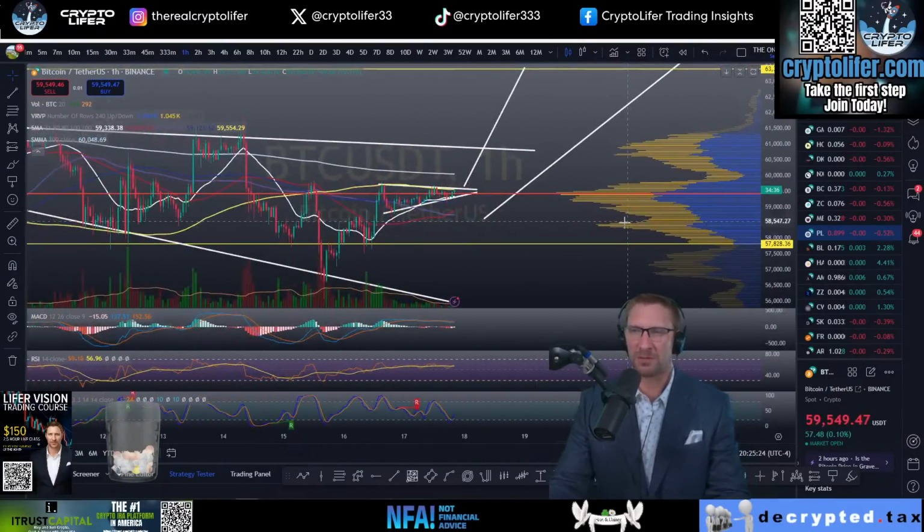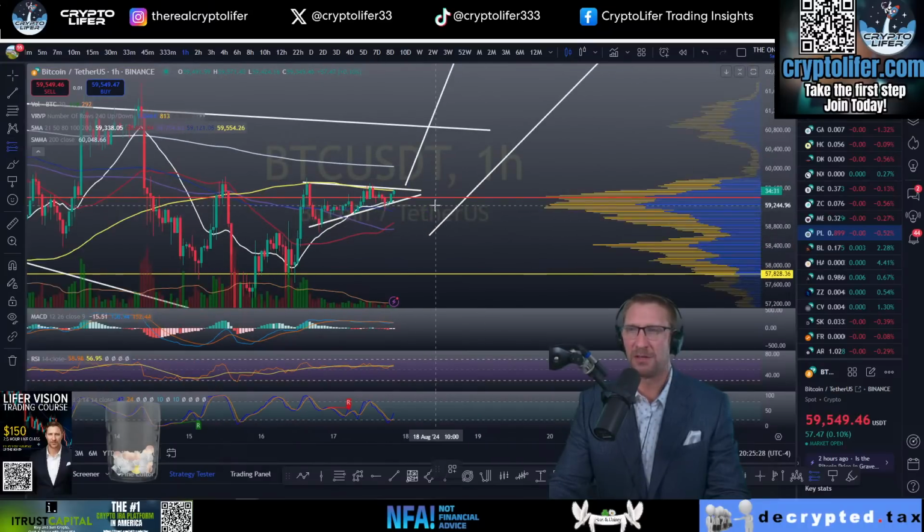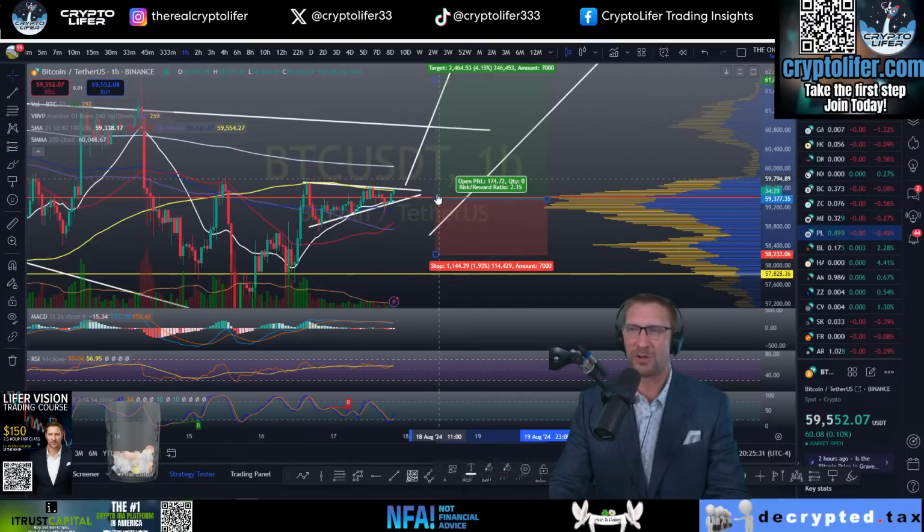Look at the 1-hour. It looks like it's about to erupt tonight. I would long the 1-hour right now. It just looks so bullish to me. I am long on the 1-hour already, so let's go.